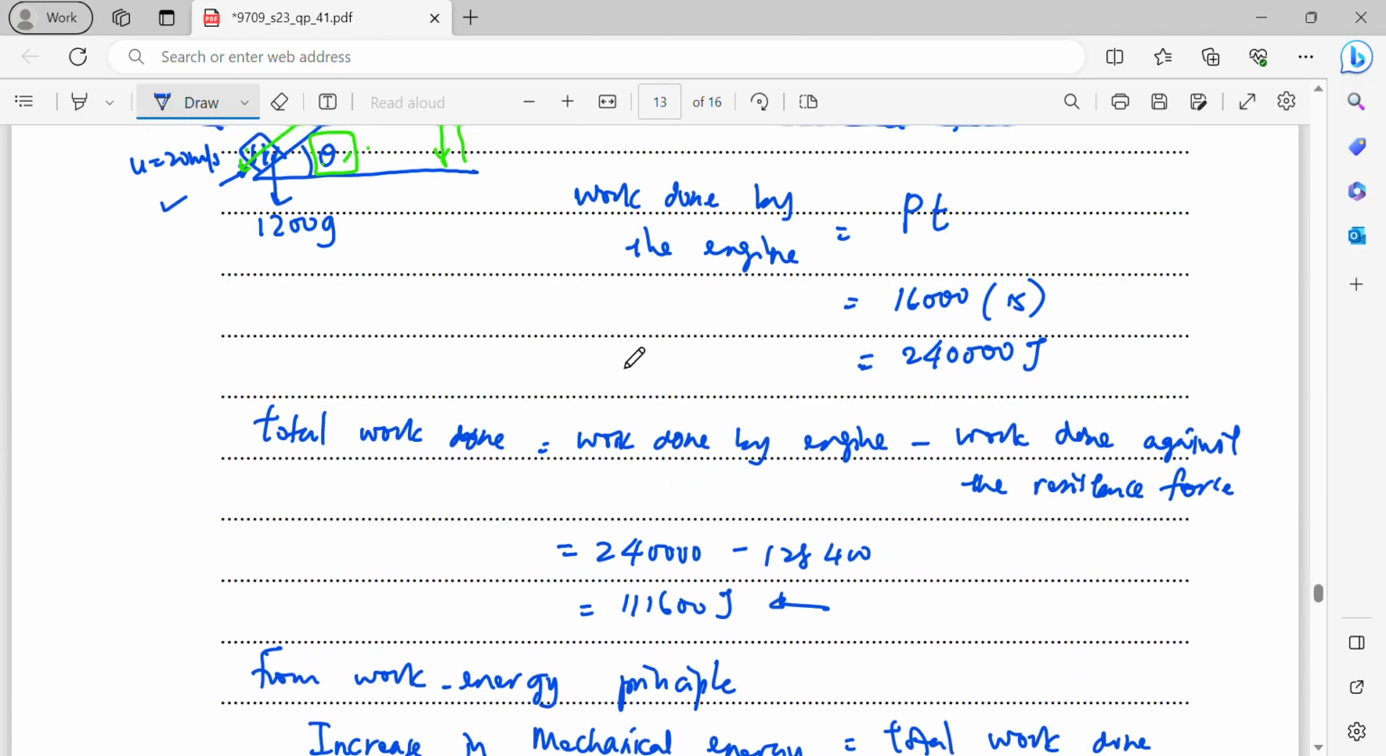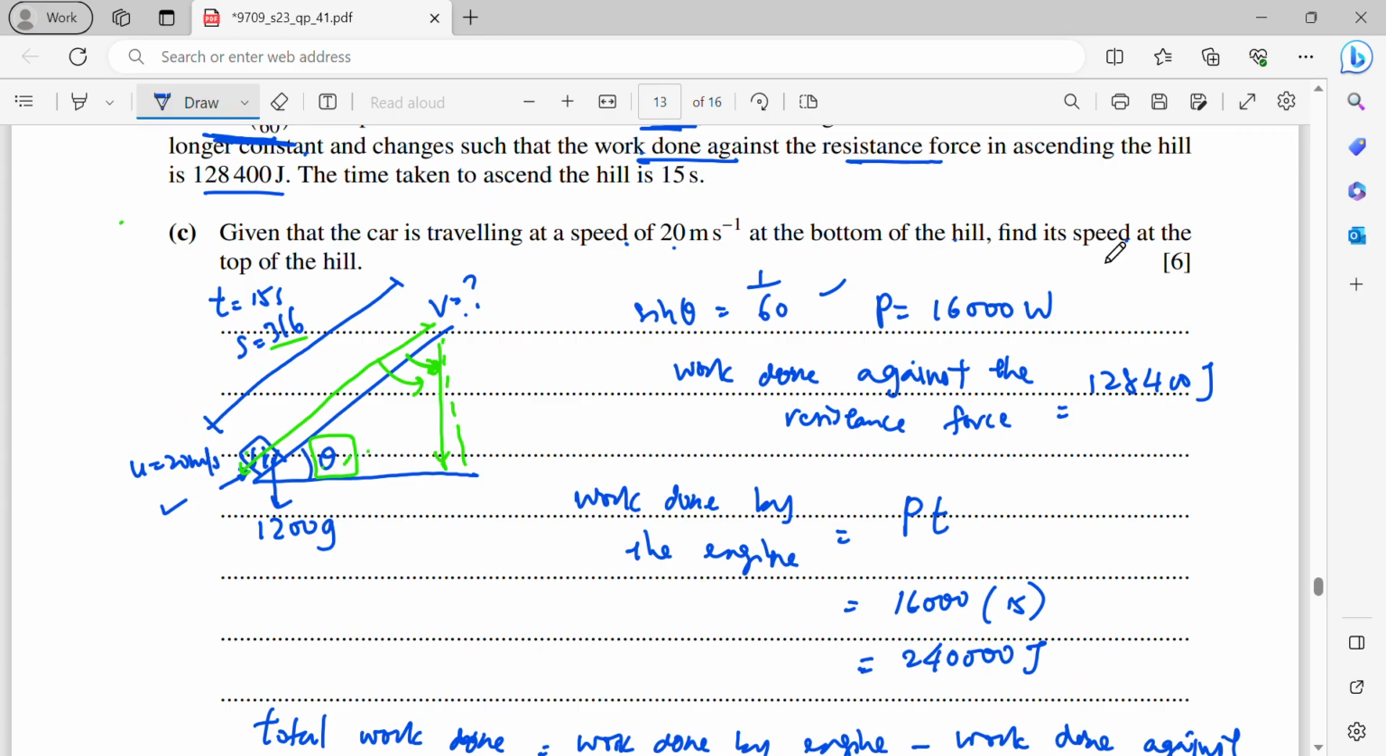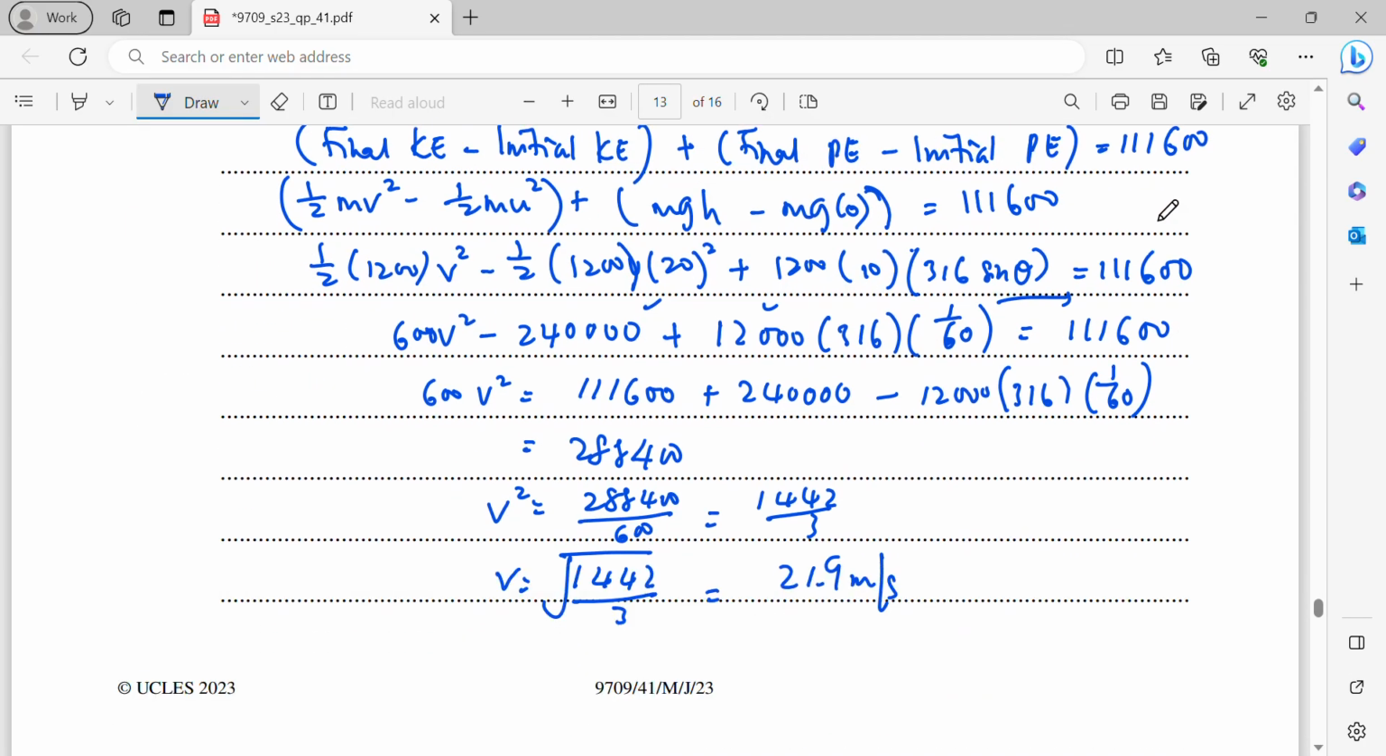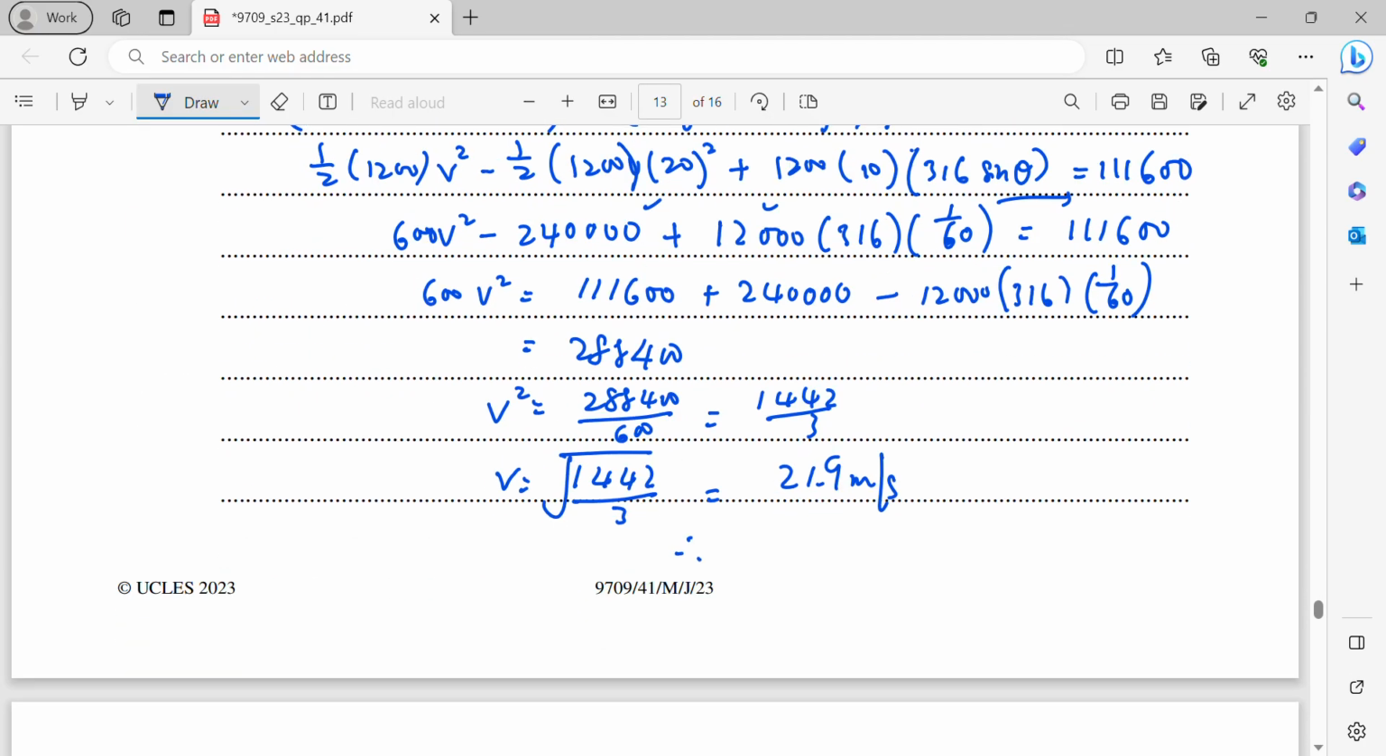Alright, so the question asks for the speed at the top. So you can just write here, speed at the top equals 21.9 meter per second.